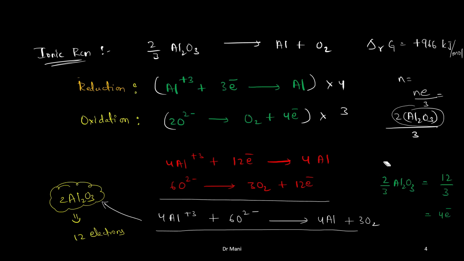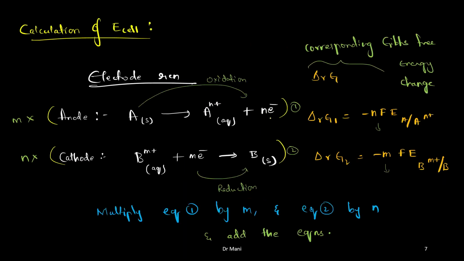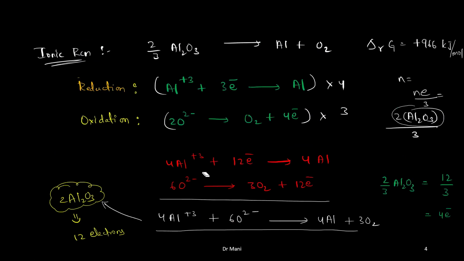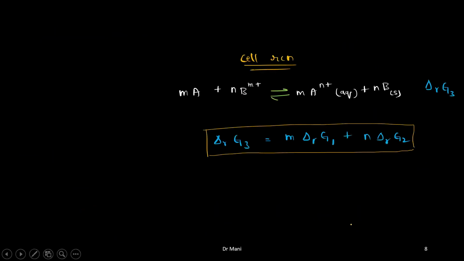At that time I didn't tell you those equations, so I told you 2 by 3 Al2O3. I need to balance this way, so I multiplied with 4 and multiplied with 3. Because here 3 electrons are there, you multiply the reduction here by 3, and here 4 electrons are there, so multiply here by 4. That's what I did here. Now, at last, I added both the two equations. Yes or no? So you see here 4Al3+ plus CO2 minus, plus 4Al plus 3O2. Here also I did the same thing. I added both and I got the final reaction.